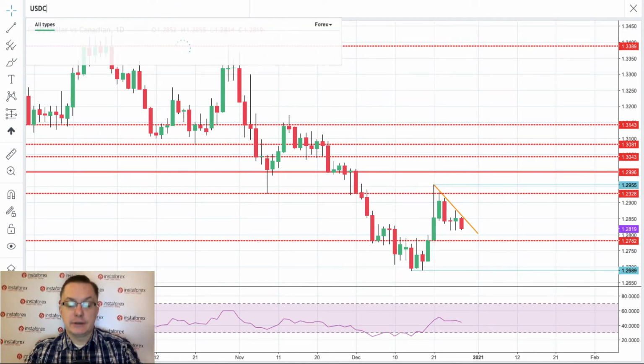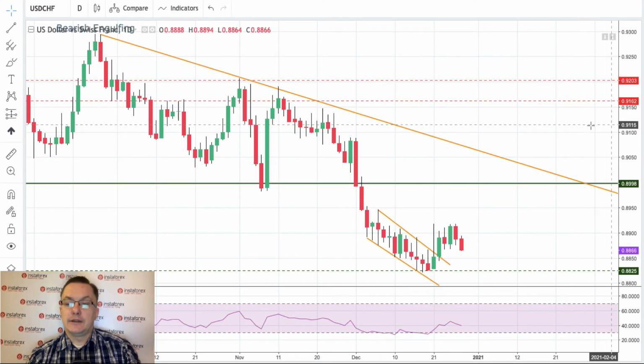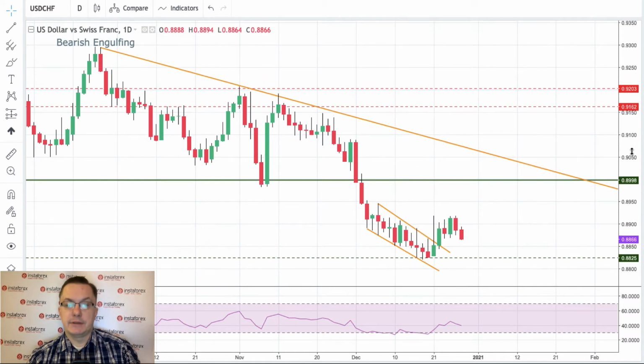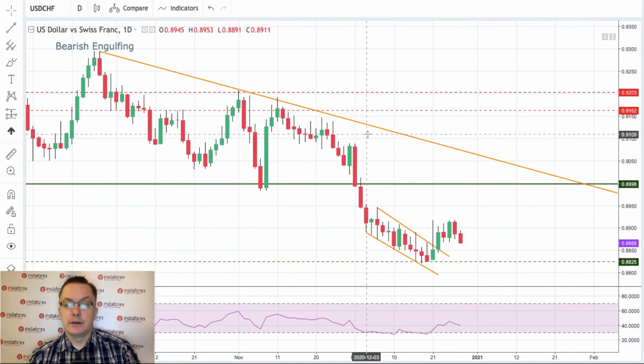So USD to the Swiss franc. Let's take a look at this one. The situation is very similar to the previous two pairs. As you can see, we are under the long-term trend line. The trend is of course down.